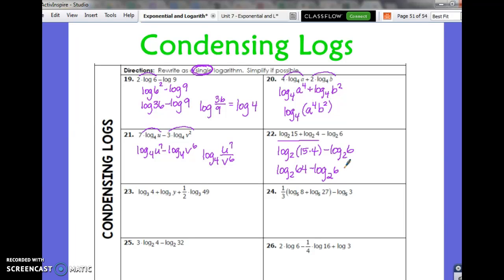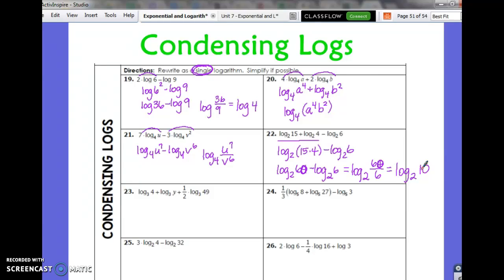And now to condense those, I've got 2 logs that are being subtracted, so I'm going to put them together using division. So that's going to be log base 2 of 64, since that was the first term, over 6. Actually, that's 60, I'm sorry. 15 times 4 is 60. I apologize. And then you can simplify or reduce that fraction, log base 2 of 10.